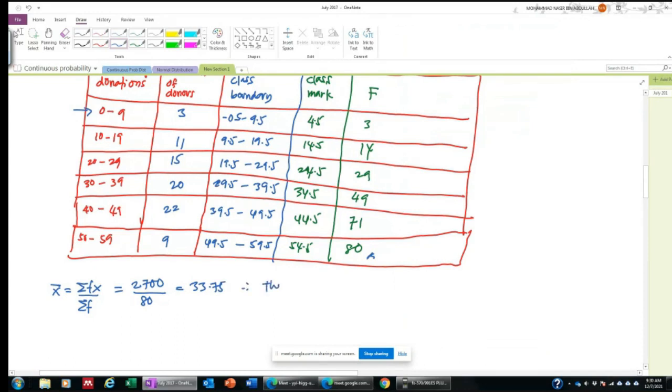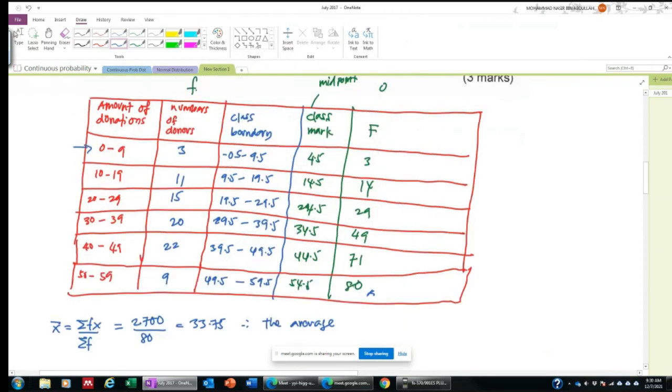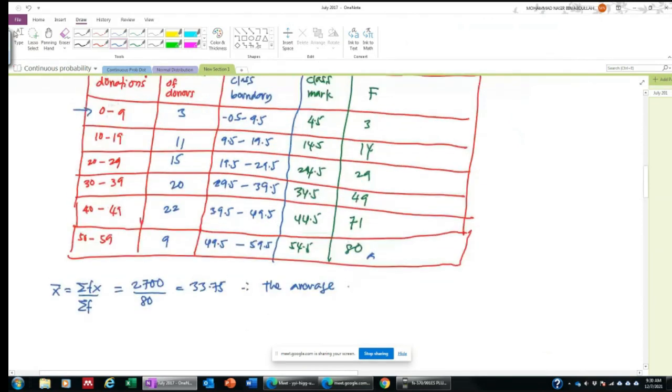So the average what is this? The average amount of donation is RM 33.75. This is how we do it.